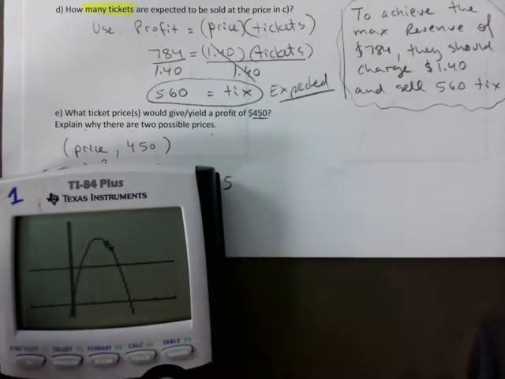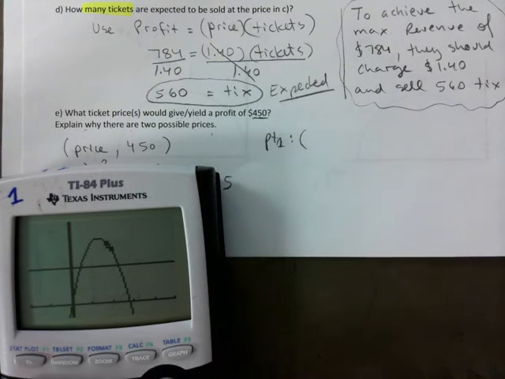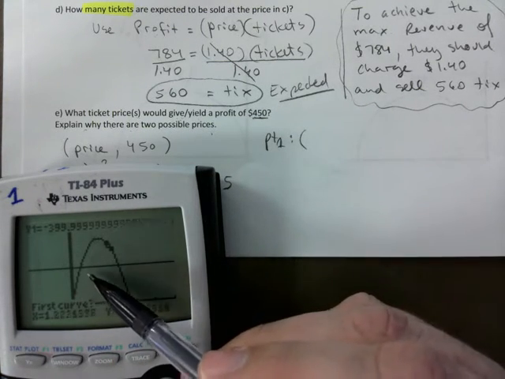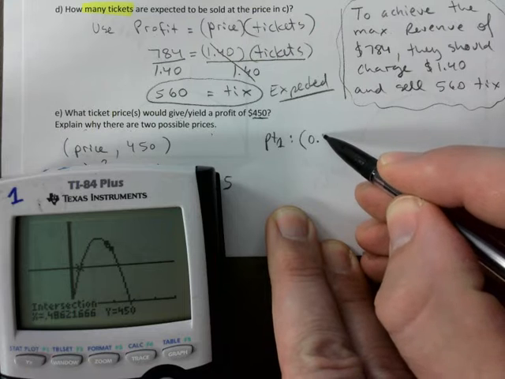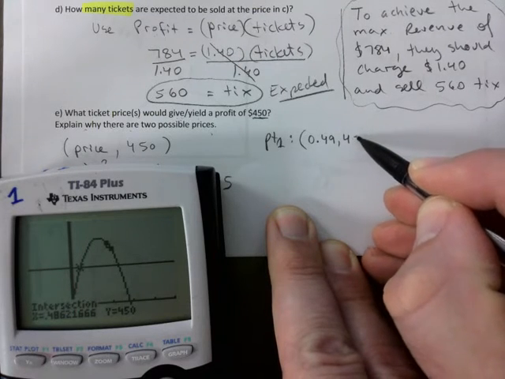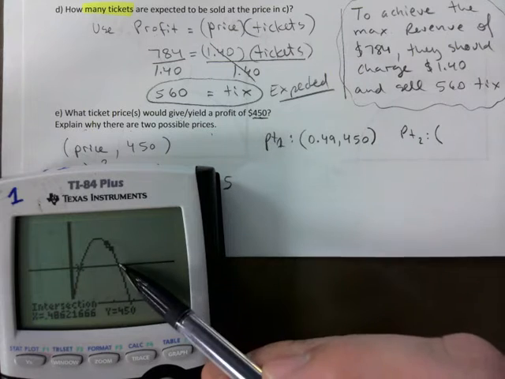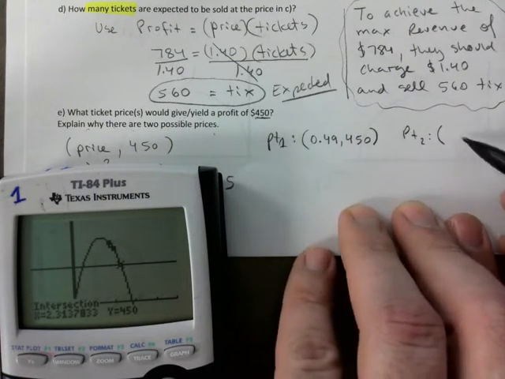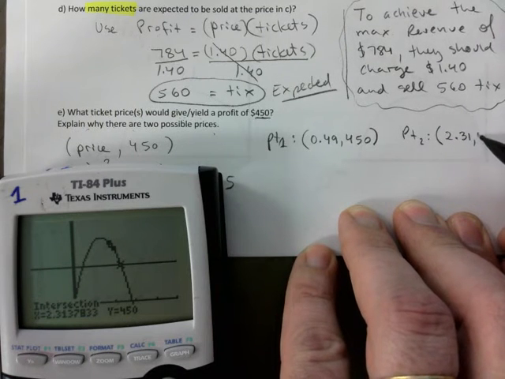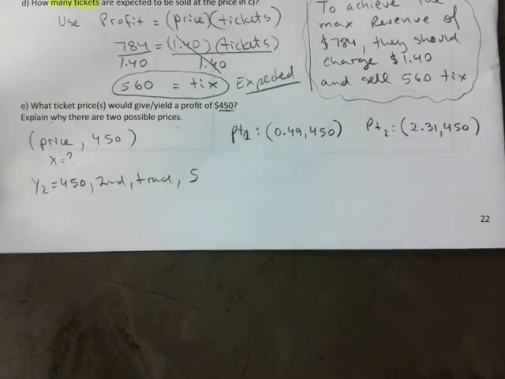So I will say this, point 1, first point, let's find that. Second trace 5. I'm going to go to the left, hit enter, enter, enter, and that gives me 0.49, 450. And then point 2, which is on the other side, second trace 5. I'm going to skip to the horizontal line and hit enter, enter, enter. That is 2.31, 450. There it is. So there are two instances.